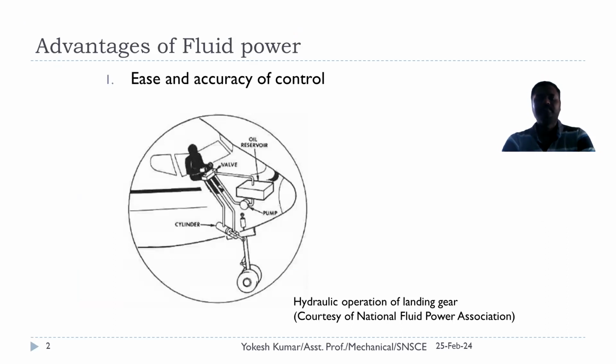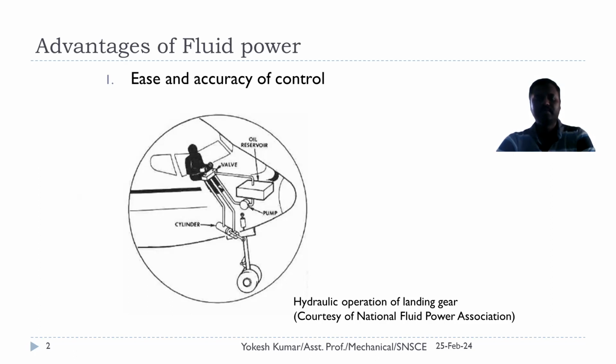Here I have listed a few advantages of fluid power for the industry. The first advantage is ease and accuracy of control. Here I have illustrated the landing gear of an aircraft, which is actuated by means of a hydraulic mechanism, courtesy of the National Fluid Power Association. This is the landing gear. It is operated by the pilot and controlled by means of a direction control valve.